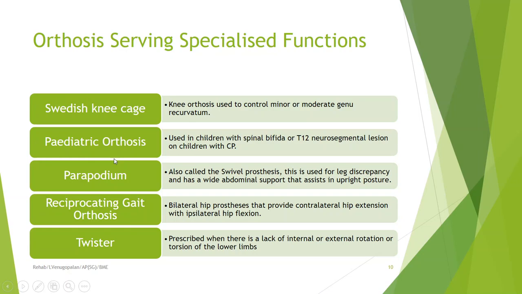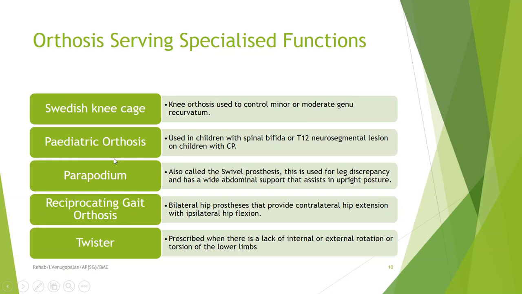So spina bifida is a birth disorder where the spinal cord is not properly grown. It appears like a lump on the back, right? And then T12 is the 12th thoracic vertebra. If there is a lesion in the 12th thoracic vertebra or in people with cerebral palsy, then their gait also gets impaired. So you have pediatric orthosis for that. So these are specifically meant for this group of patients.